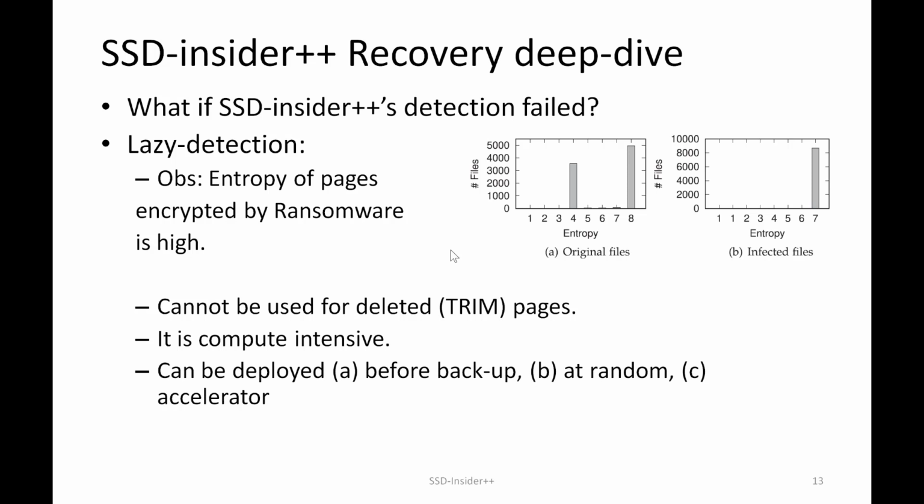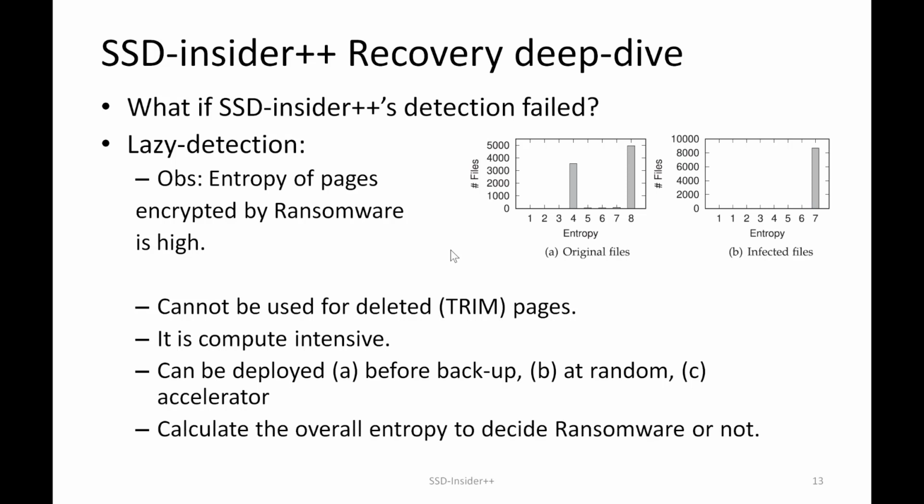So it can be deployed occasionally, whenever a backup is being taken. Just before the backup, if you want to know whether there was a ransomware attack or not, the entropy of the pages can be looked at. Or every once in a while, for a few random pages, this entropy calculation can be done, and if there is a change, then we can potentially take corrective measures. Or there can be a dedicated accelerator for such entropy calculation and detection of possible ransomware. So these were the three approaches the authors have hinted at.